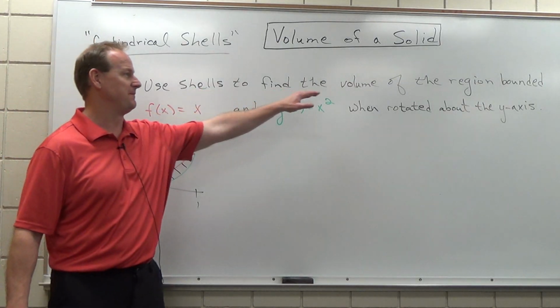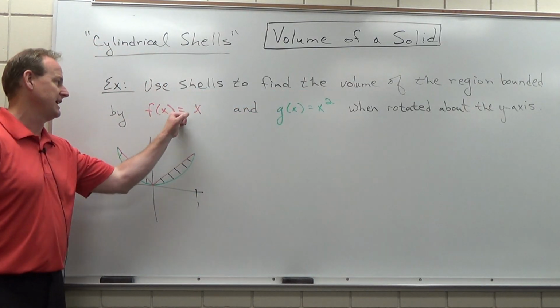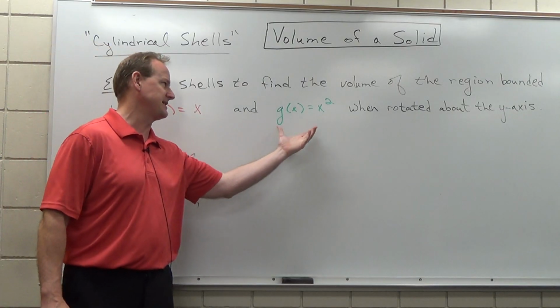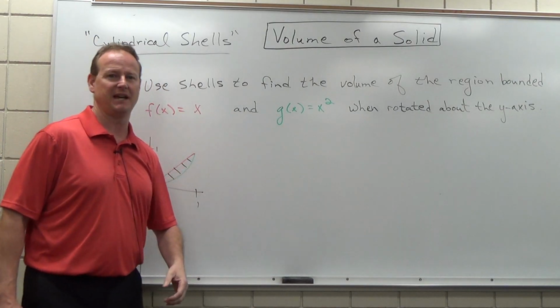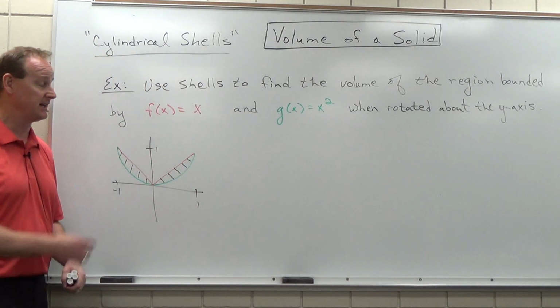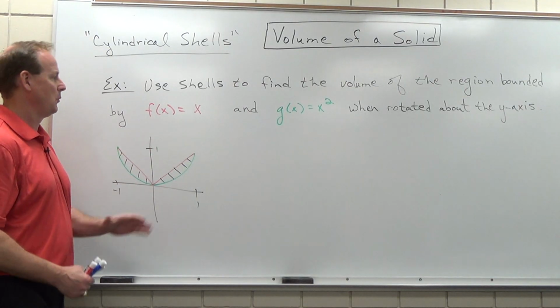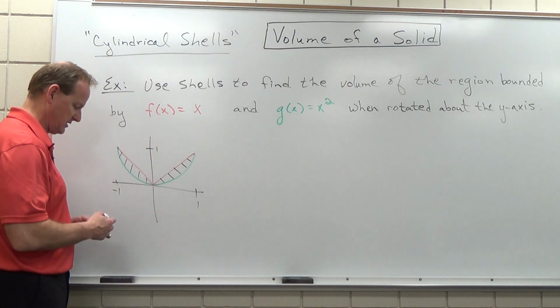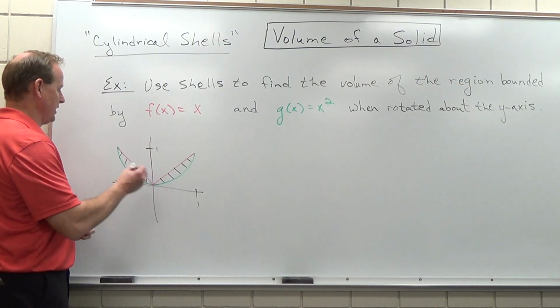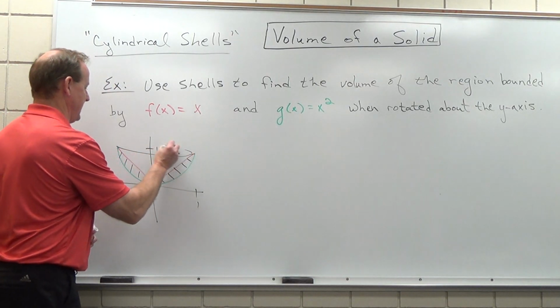And we're going to find the volume of the region bounded by the equations f of x equals x and g of x equals x squared when rotated about the y-axis. So once again, both of these are continuous functions, and what we want to do is utilize that theorem that we had in the last video.